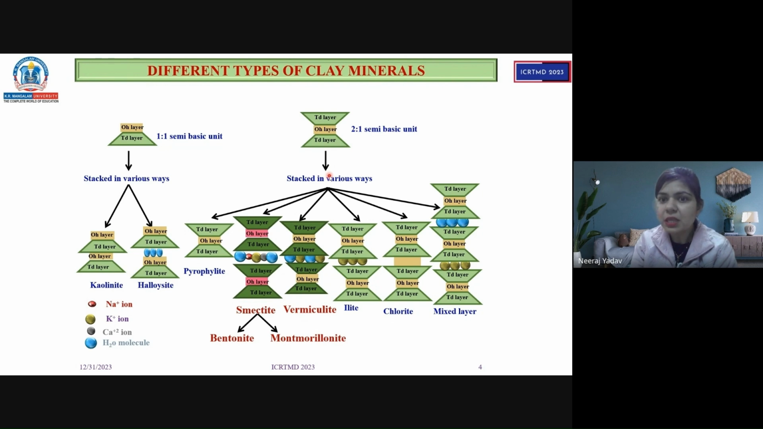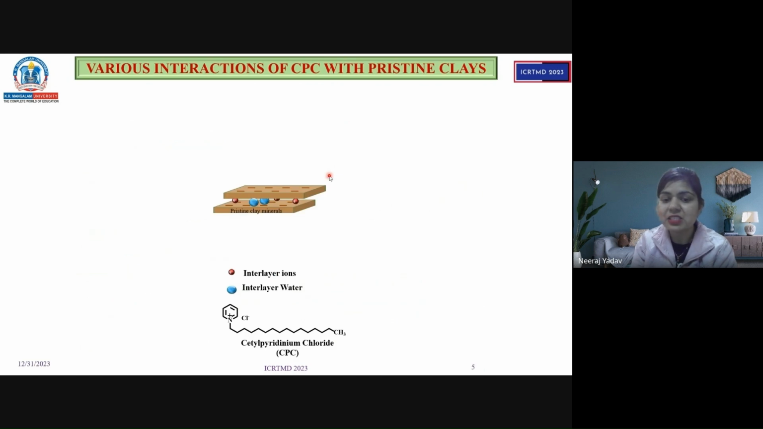The polymer which we are going to use here is hydrophobic, and the clay minerals are hydrophilic, so it is necessary to modify the surface of the clay minerals. This can be done through the ion exchange method using the cationic surfactant known as cetyl pyridinium chloride.